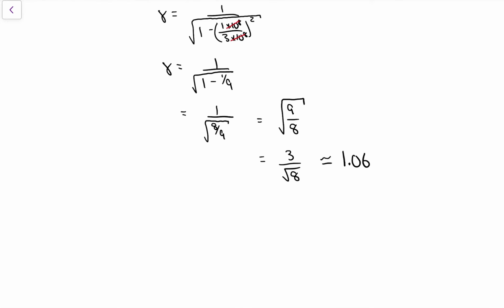The way this question is worded, what it also means is that the length is going to appear 1.06 times shorter. So if we take the given 30 meters and divide by 1.06, that gives us how it's going to appear. When I crank it out on my calculator, within rounding, I get 28.28 meters.